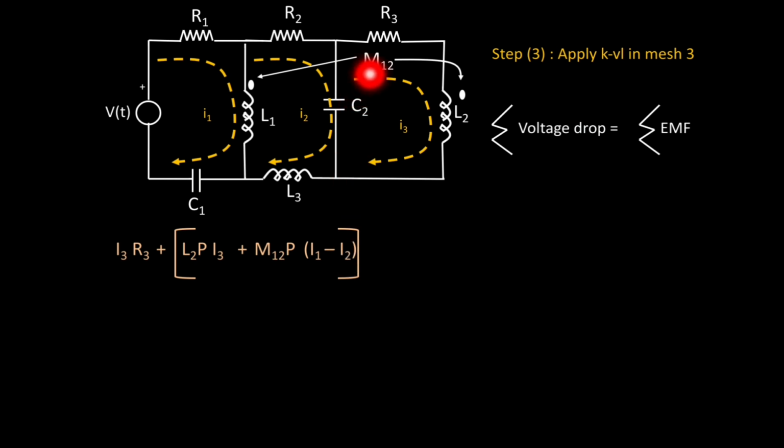Okay, so we have written the equation for R3 and L2, and now we have the third element in mesh number 3, that is C2.